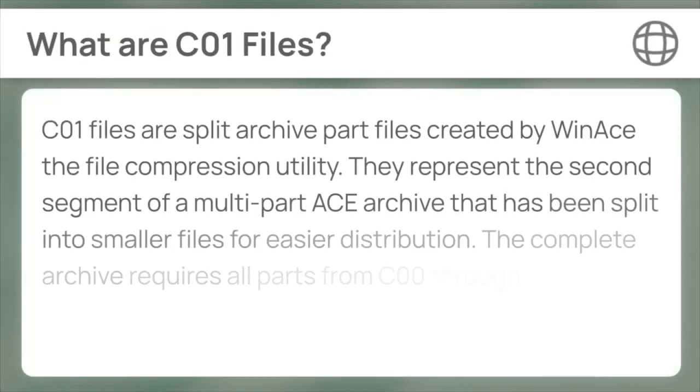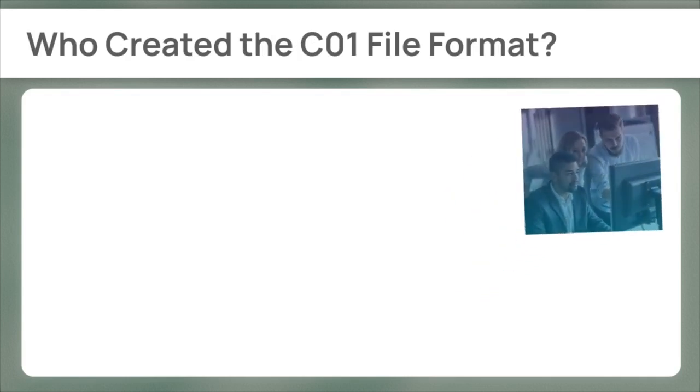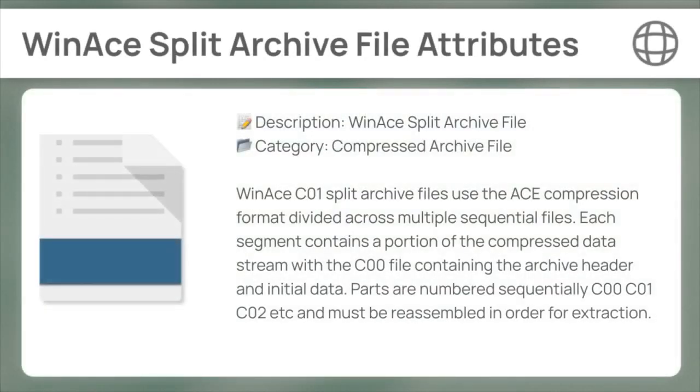C01 files are split archive part files created by WinAce, the file compression utility. They represent the second segment of a multi-part ACE archive that has been split into smaller files for easier distribution. The complete archive requires all parts from C00 through the final segment to be present for successful extraction. WinAce C01 split archive files use the ACE compression format divided across multiple sequential files. Each segment contains a portion of the compressed data stream, with the C00 file containing the archive header and initial data. Parts are numbered sequentially C00, C01, C02, etc., and must be reassembled in order for extraction.